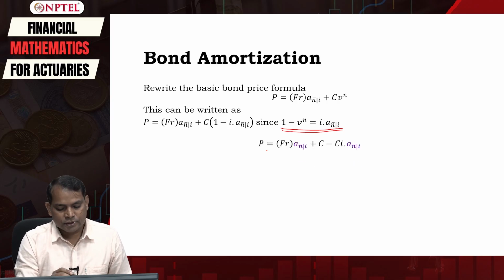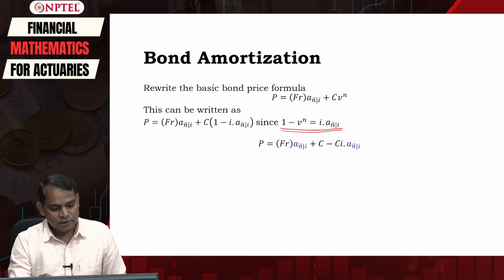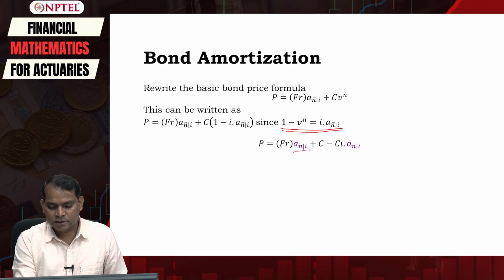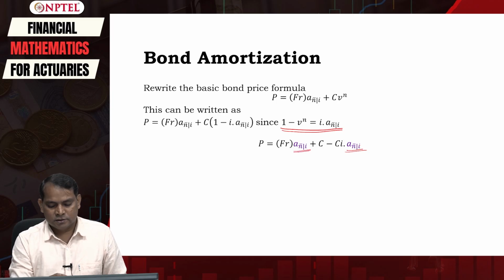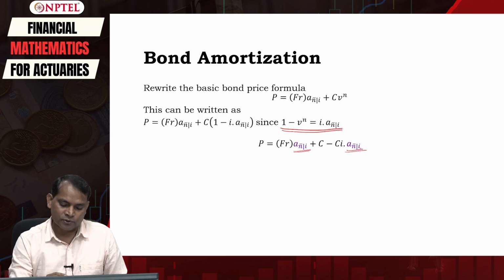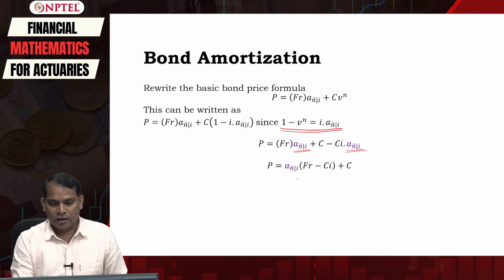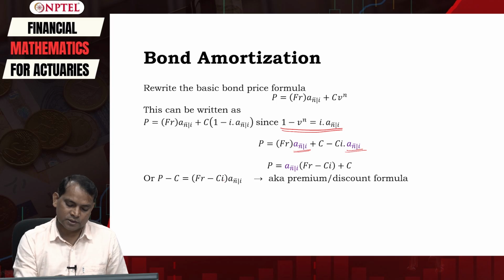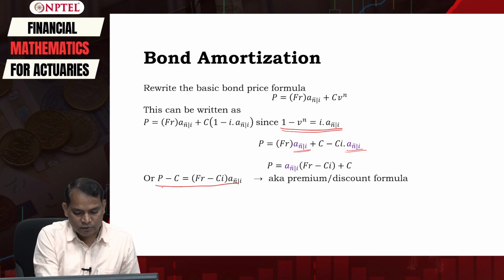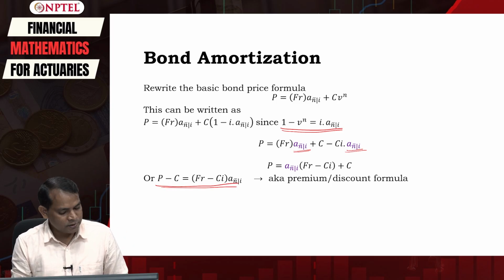Using this, we can rewrite the basic price formula as P = FR a angle n at i + C - Ci a angle n at i. Expanding this and taking a angle n at i out, P = a angle n at i times (FR - Ci) + C. Taking C to the left side, we have P - C = (FR - Ci) a angle n at i, which is also known as the premium and discount formula, depending upon the situation.